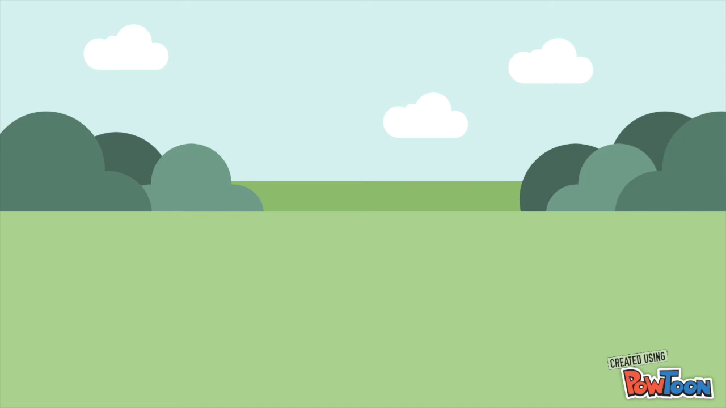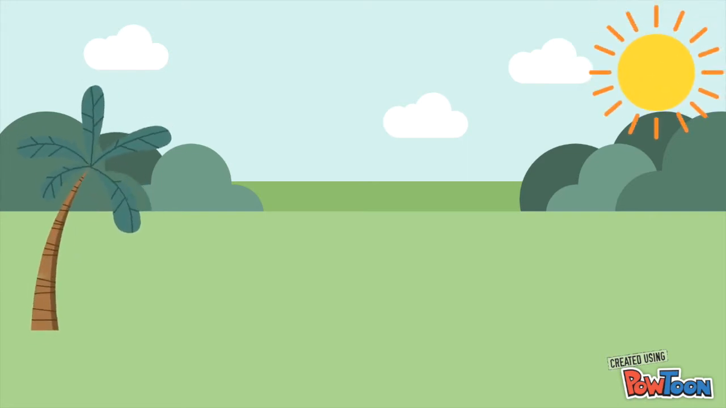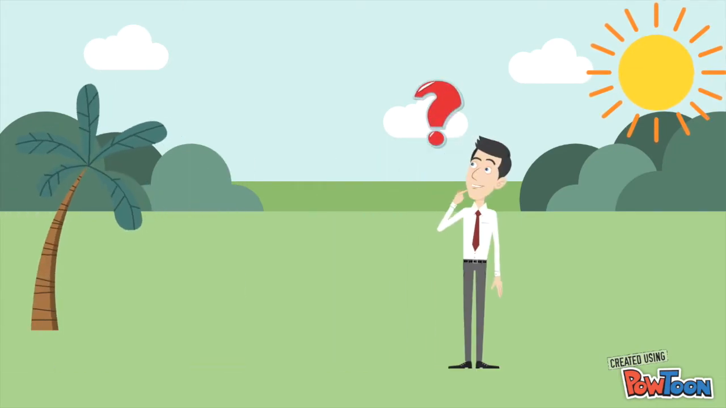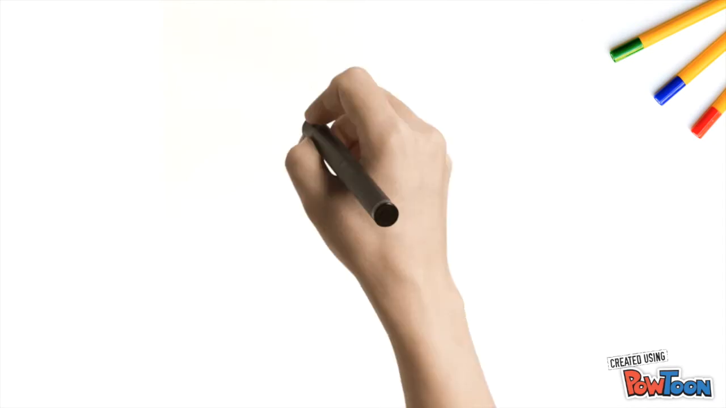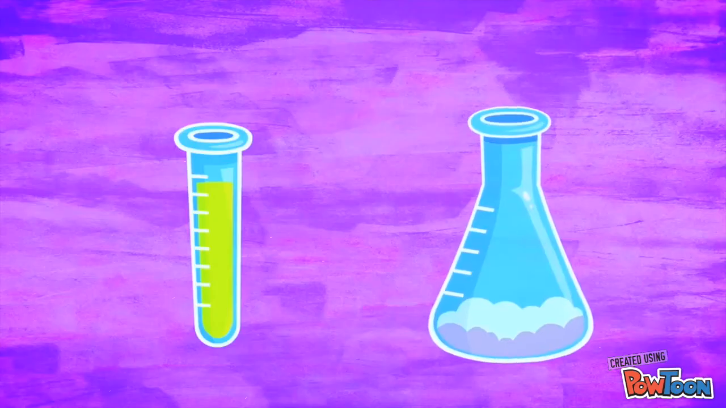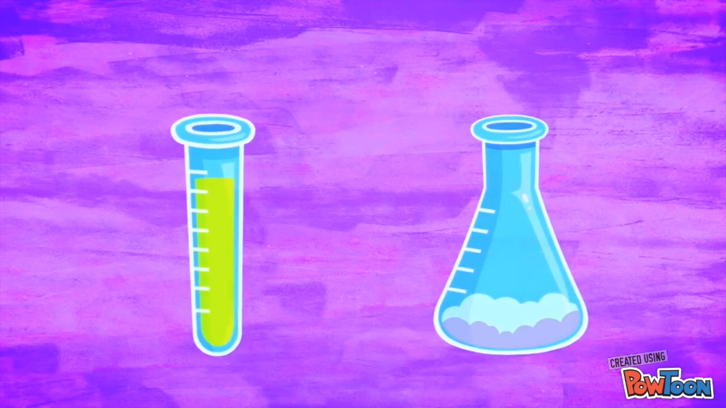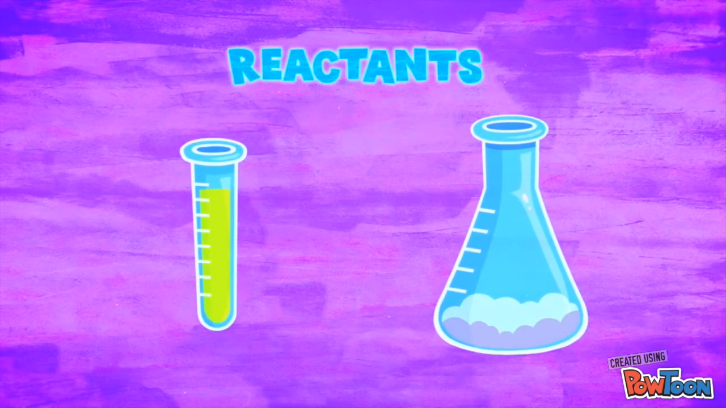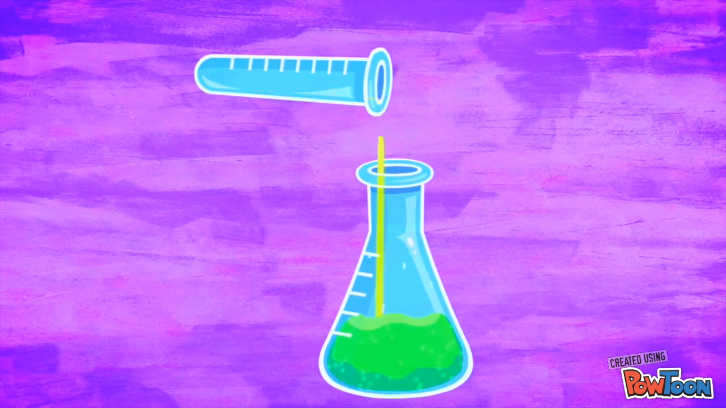Ever looked around and wondered what everything is made up of? The trees, the sun, and even yourself. Let's try to understand this by having a look at atoms, elements, and compounds. Let's then look at how chemists represent chemical reactions in writing and what's really happening during these reactions.